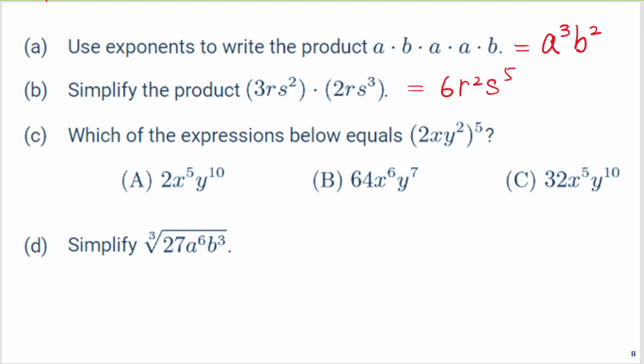Okay, next one. 2xy squared, all to the power of 5, gives us 2 to the power of 5, x to the power of 5, then y squared to the power of 5, right? So that gives us 32x to the power of 5, y to the power of 10. So C is correct.